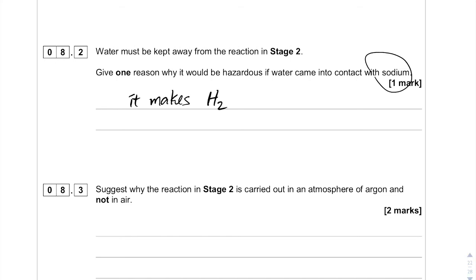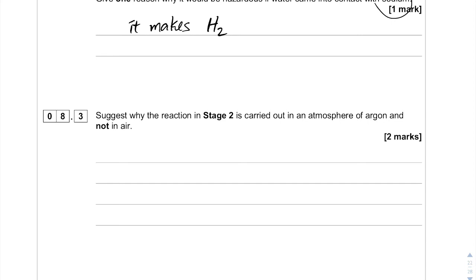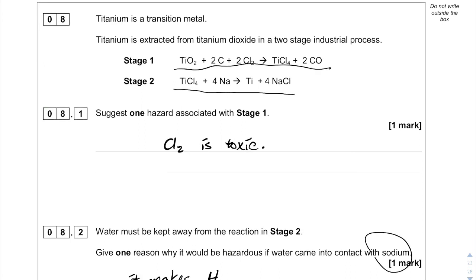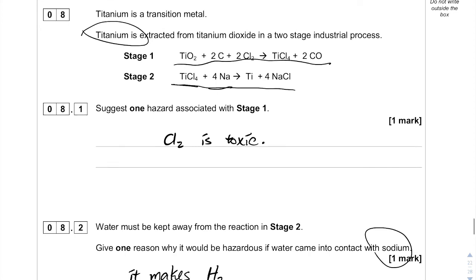So that's the easiest one that I can write down without explaining too much. 8.3 suggests why the reaction in stage 2 is carried out in the atmosphere of argon and not in air. So stage 2 again, it's titanium tetrachloride and 4 sodium. Again, something to do with sodium. In terms of the question, it's extracting titanium, so I guess we want to preserve the titanium as well.